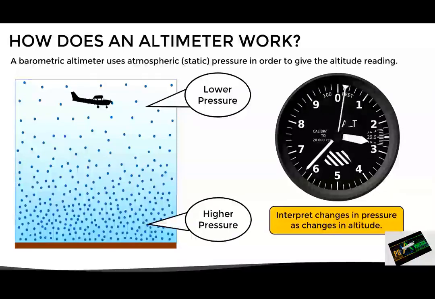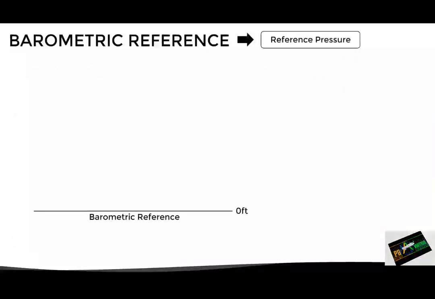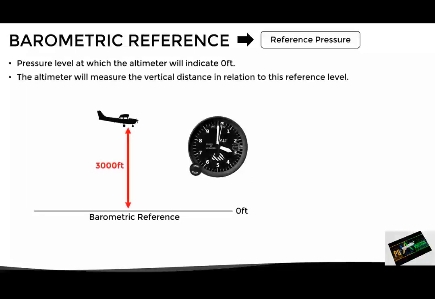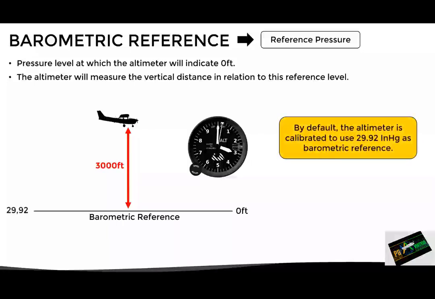Now, since this type of altimeter uses pressure to give its reading, there must be a certain pressure level at which the altimeter reads 0 feet. That pressure level is known as the barometric reference. As mentioned before, this is the pressure level at which the altimeter will indicate 0 feet. And therefore, it is also the level in relation to which the altitude will be measured. And as we said in the previous video about the altimeter, it is calibrated by default to use a barometric reference of 29.92 inches of mercury or 1013 hectopascals. It is used as the default barometric reference since it is the standard pressure at sea level under ISA conditions.